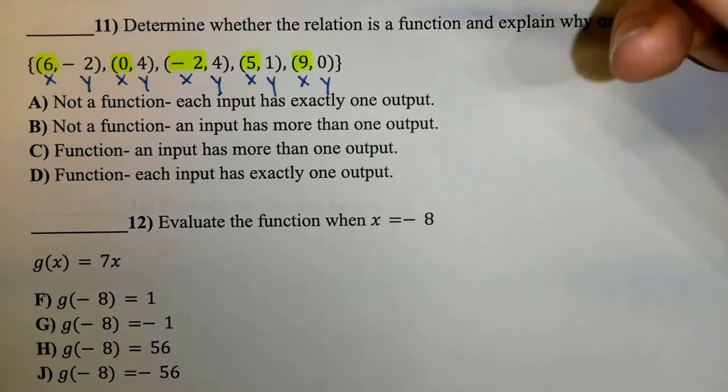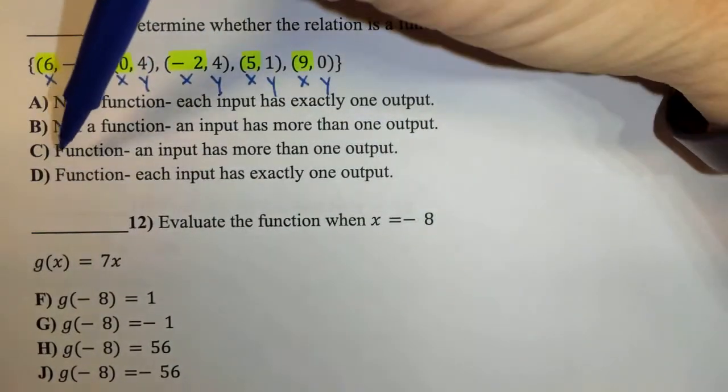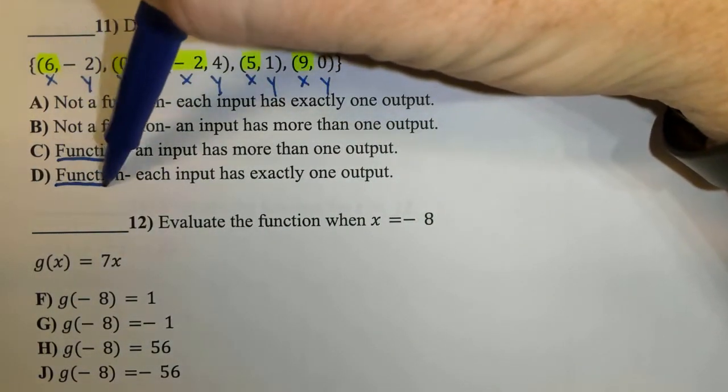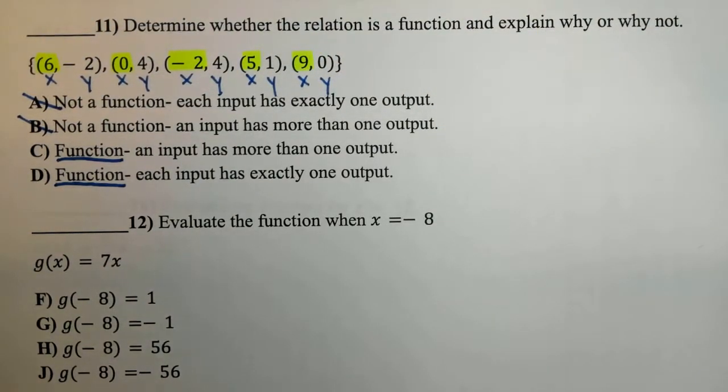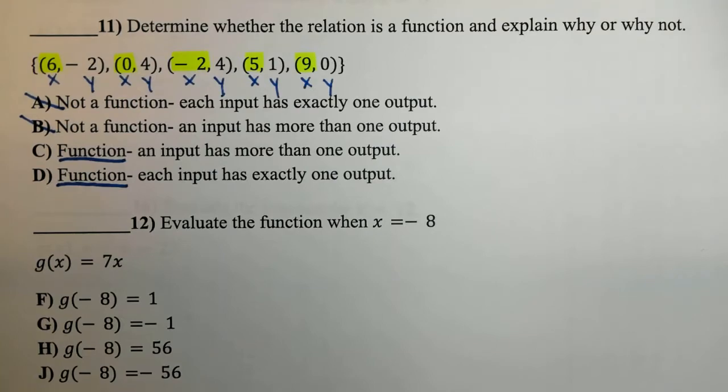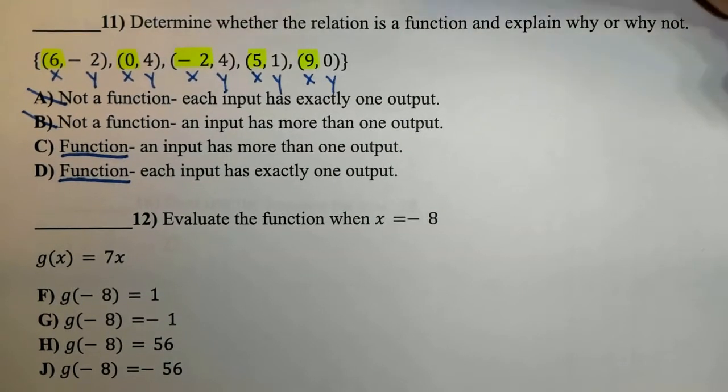So the first thing I want to do is look at my answer choices. I know it's a function, right, because none of my x's repeat, which means A and B are wrong. Okay, now I just have to make sure and get the correct explanation. So let's look at C.